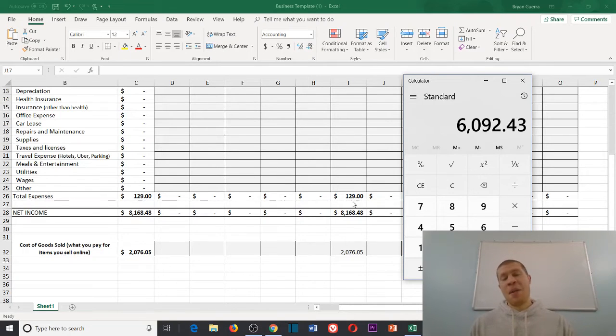So back to recapping the money that I made. $6,092.43 was the profit, but I get taxed on that. So if that's the profit, I'm going to do it on my phone here. So I'm going to show you.